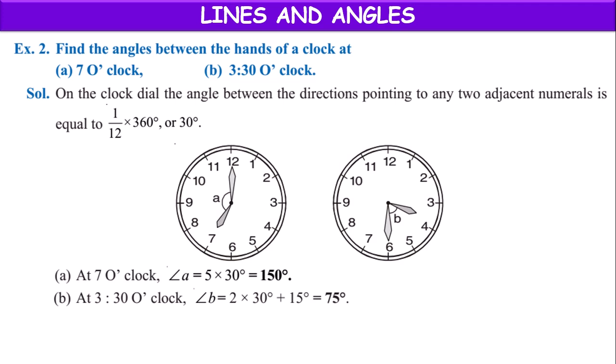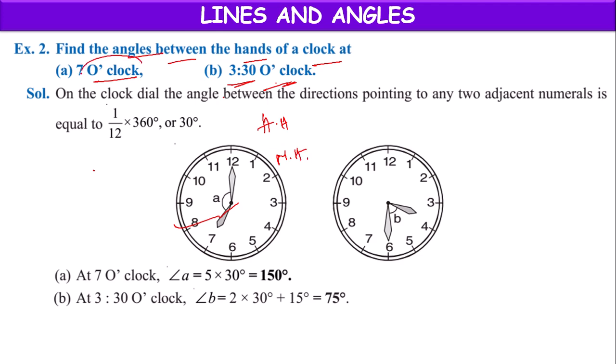Next one. Example 2. Find the angles between the hands of a clock at 7 o'clock and 3:30, that is 3 hours 30 minutes. At these two times, what will be the angle between the hands? Here hands means the hour hand and the minute hand. What is the angle between them?